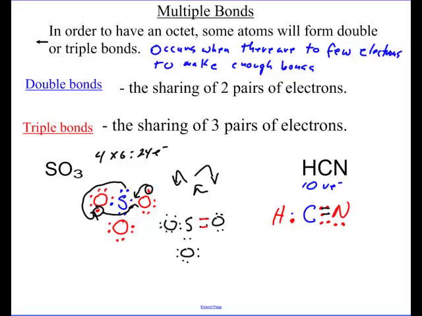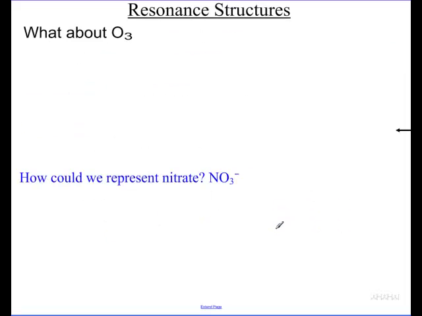In the lab, you're going to play with this, and it's going to start making sense for those of you that aren't quite getting it right now. All right? So this is your introduction to Lewis dot structures. There's one more situation that pops up that I want to go over briefly, and that's called resonance. All right? Because what about O3?